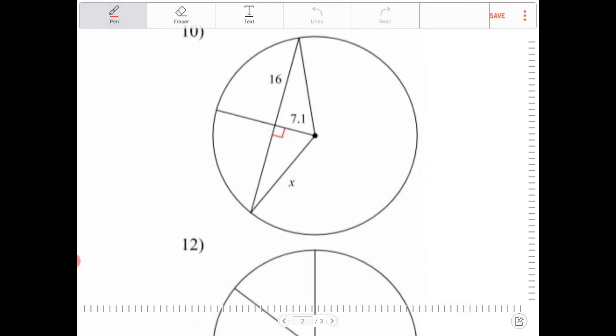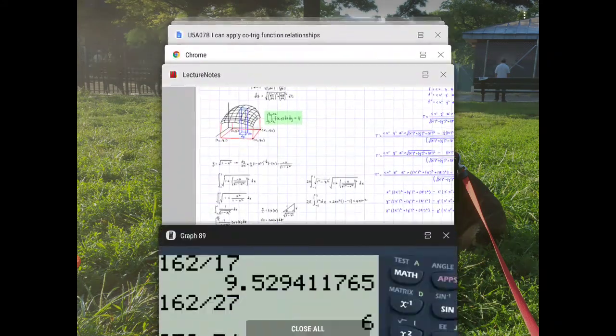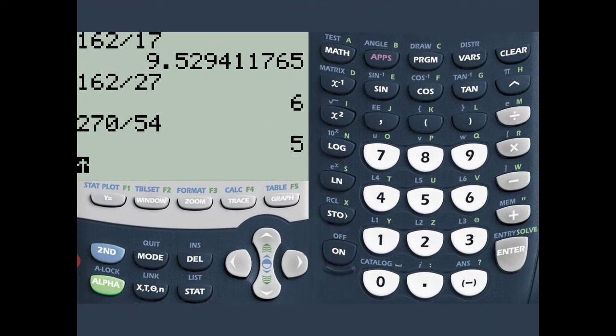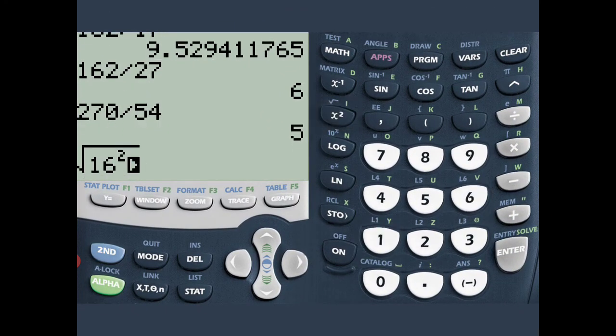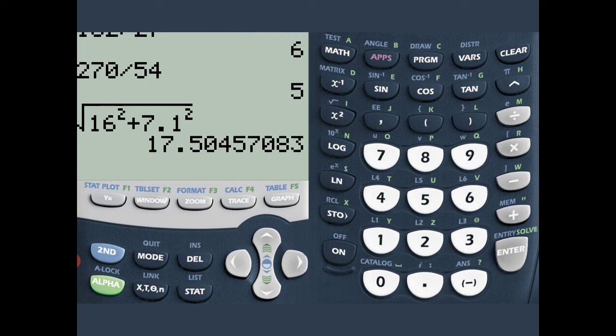Alright. So in this question here, I know that this is going to be a right angle because that straight line, the other side is 90 degrees. So therefore, this side length x must be equal to the square root of 16 squared plus 7.1 squared. Let's enter that into the calculator. 16 squared plus 7.1 squared. That would be 17.5.